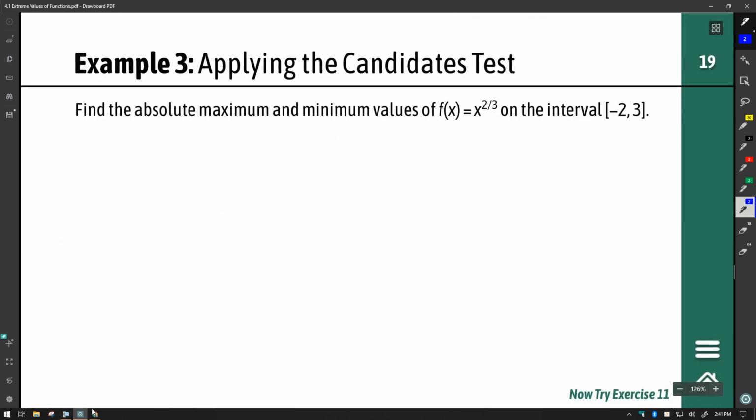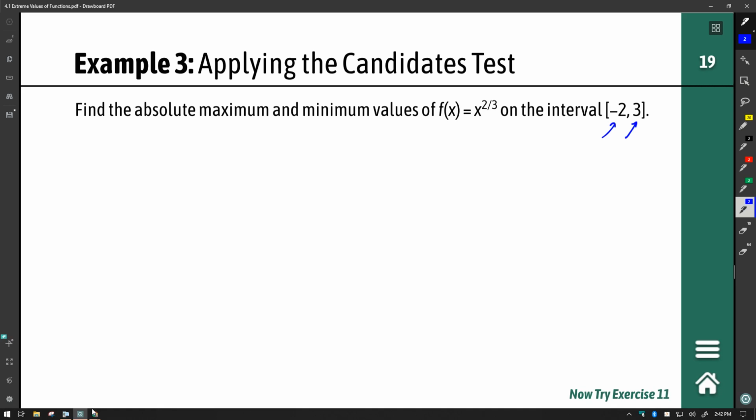So here's an example, and we're going to apply the candidate's test for the first time. Find the absolute maximum and minimum values of f of x is equal to x to the power of 2/3 on the closed interval -2 to 3. So we know that we're going to test -2. We know that we're going to test +3. Those are the endpoints of our interval. But we also want to test any critical numbers that might occur inside that interval.